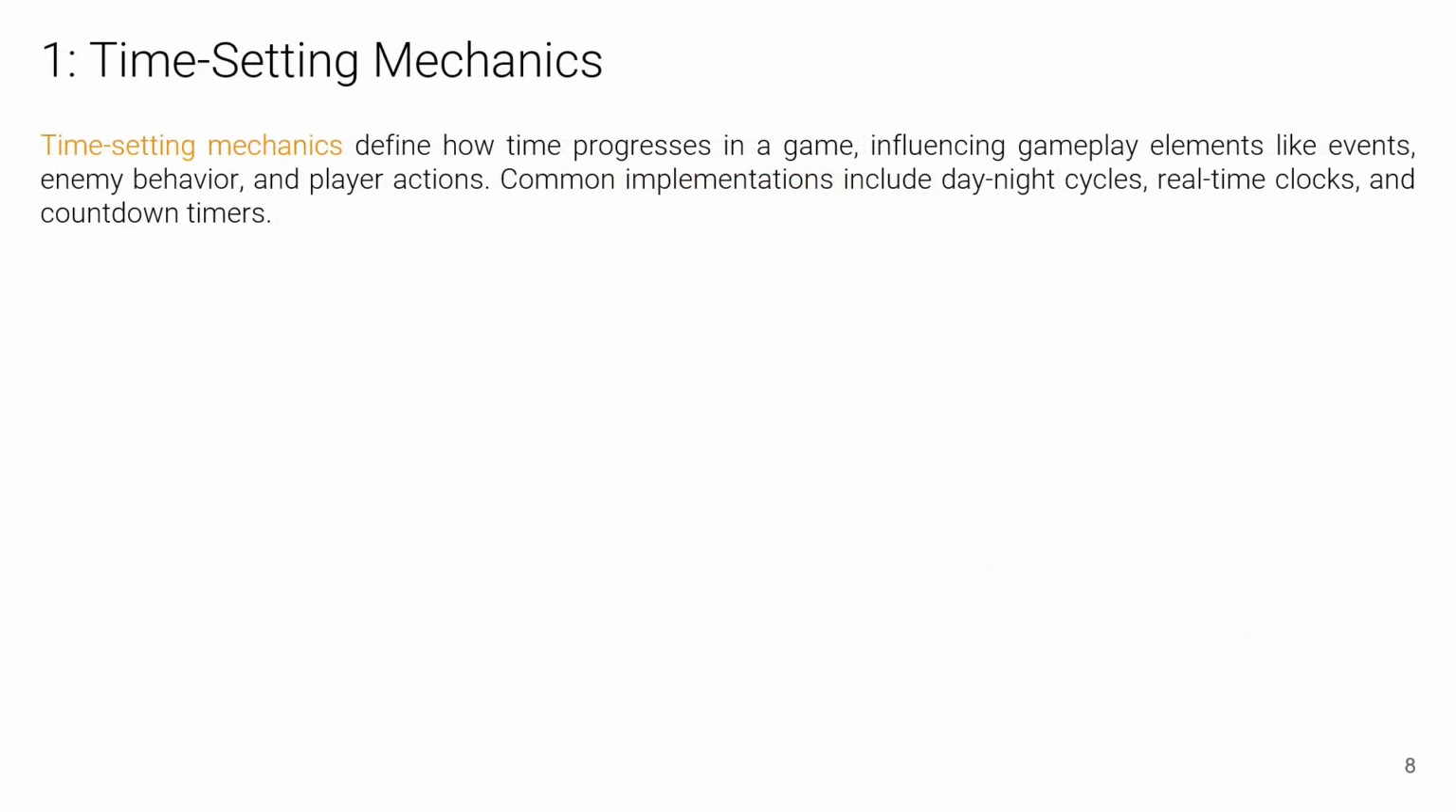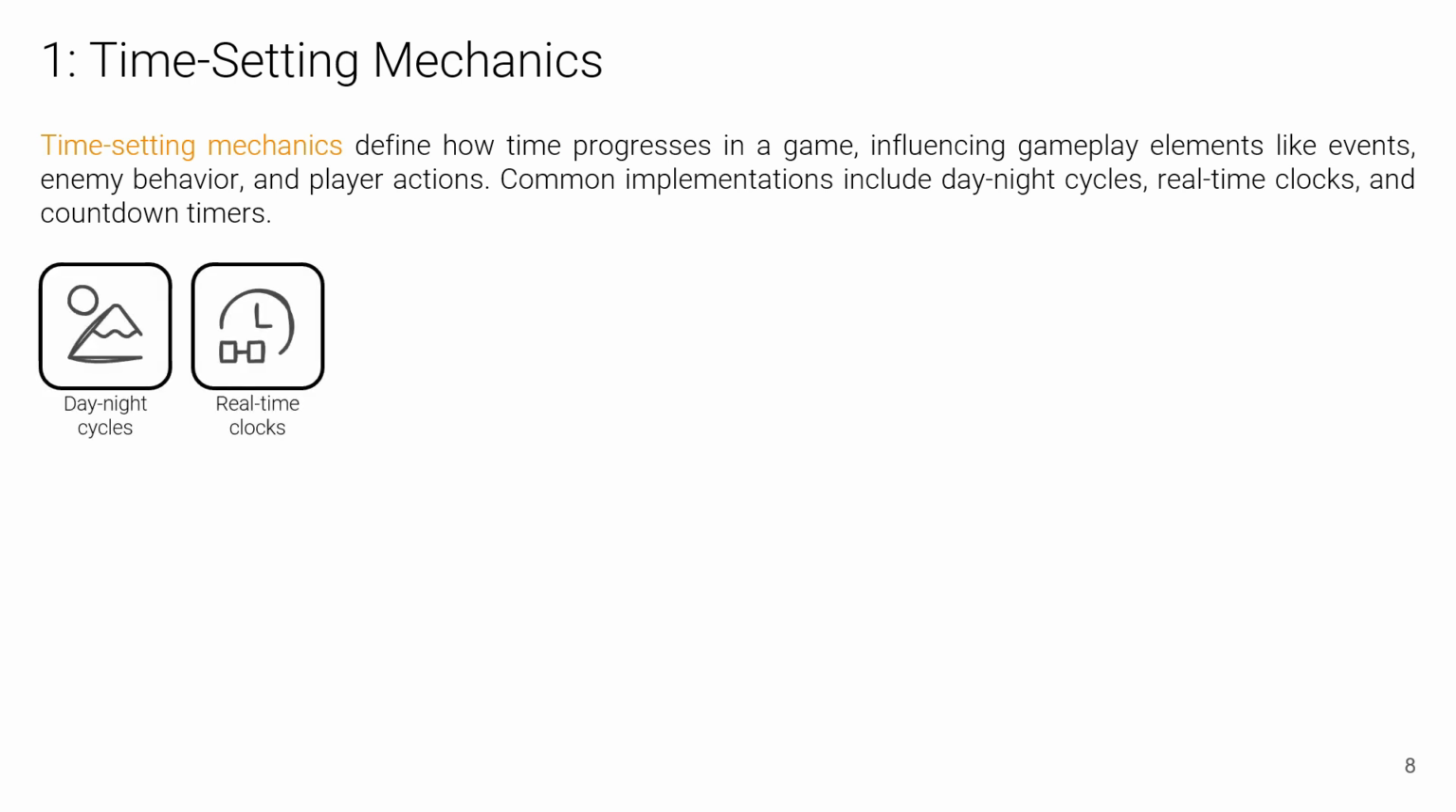Time setting mechanics define how time progresses in a game, influencing gameplay elements like events, enemy behavior, and player actions. Common implementations include day-night cycles, real-time clocks, and countdown timers. Some games use accelerated time to simulate realistic progression, while others rely on event-triggered time shifts. For example, in survival games, nighttime often increases difficulty by spawning stronger enemies, while in simulation games, time governs the growth of resources and character interactions.